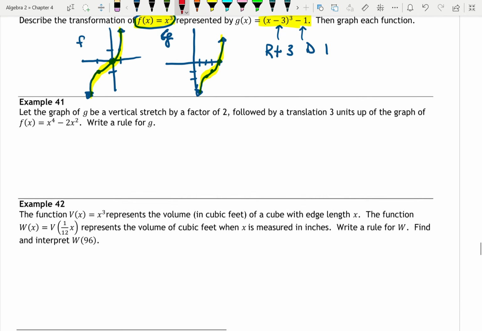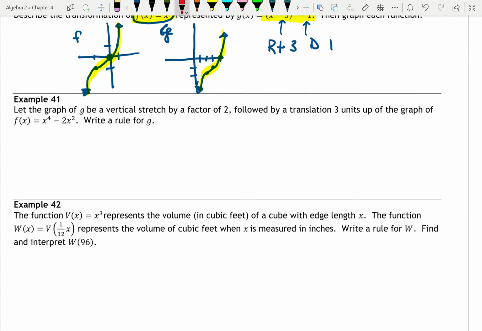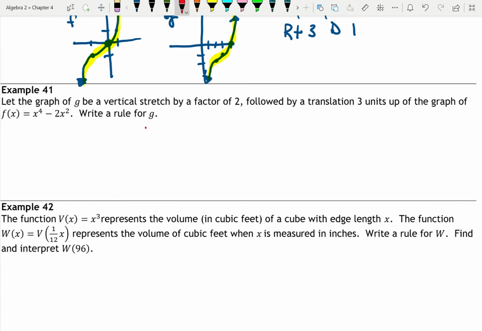Number 41, let the graph G be a vertical stretch by 2, followed by a translation 3 up of the graph of f of x. Write a rule for G. So starting off, we just look at a rule for G of x, just using plain old f, not actually plugging in what f is. So to have a vertical stretch means to multiply by 2 out front, so we have 2 times f of x. And then we went 3 up, so we add 3 on the end. So this 2 goes right there, 3 right there.